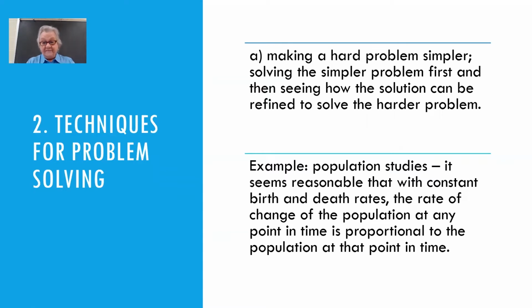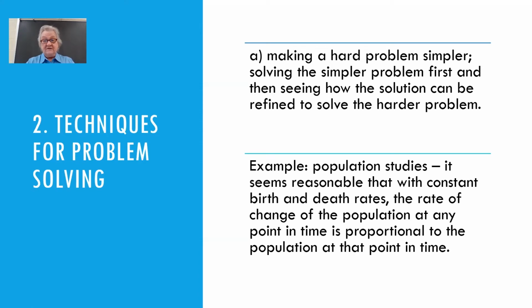So here's an example. Population studies. It seems reasonable that with constant birth and death rates, the rate of change of the population at any point in time is proportional to the population at that point in time. It makes sense. The more people there are, the more offspring, the more births that we tend to have. And, you know, the bigger the population, the more deaths we're going to have.